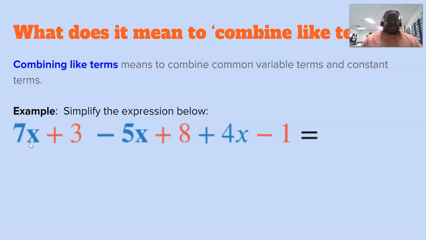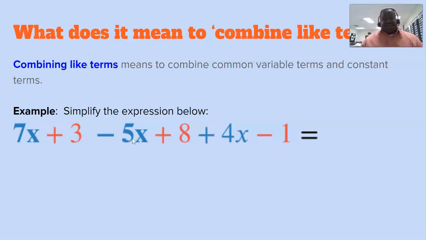So notice here, and I tried to do this with the color coding since we're doing it on the slides, you have 7x, negative 5x, and positive 4x. All of those have the same variable, which is x. It's important that we see that it has the same variable, and it's to the same exponent. You don't see an exponent, so it's understood to be a 1, but we'll see that a little bit later on in the presentation. Then I'm looking at your constant terms. You have positive 3, positive 8, and negative 1. Those are the numbers without variables, so they will be put together as well.